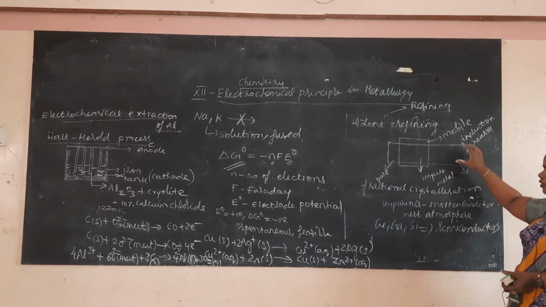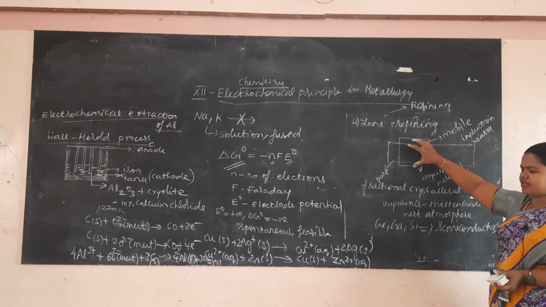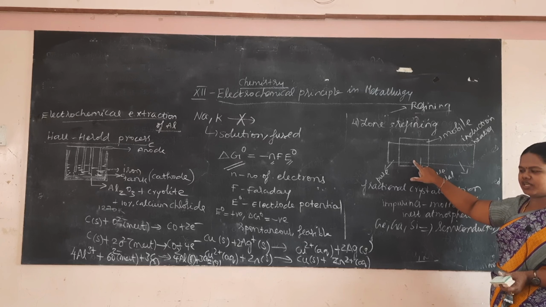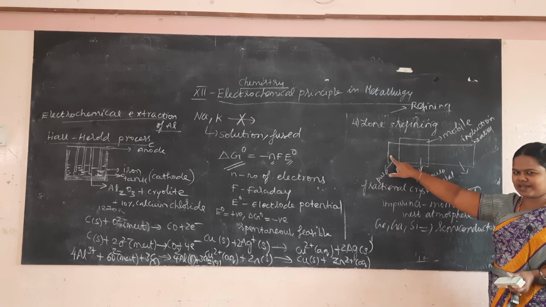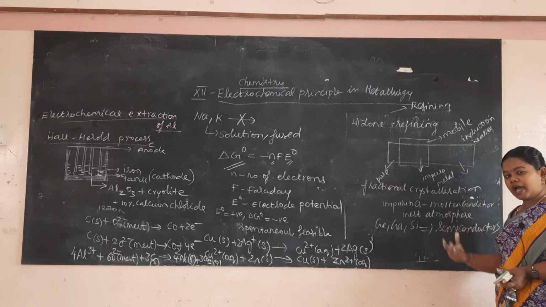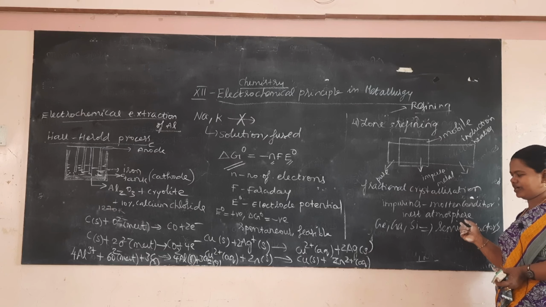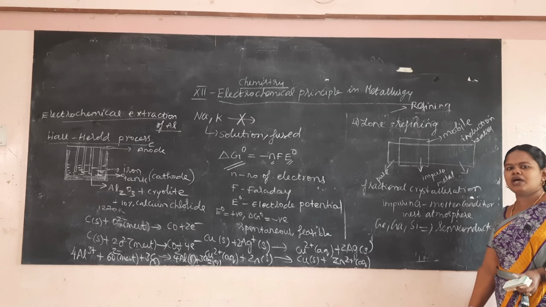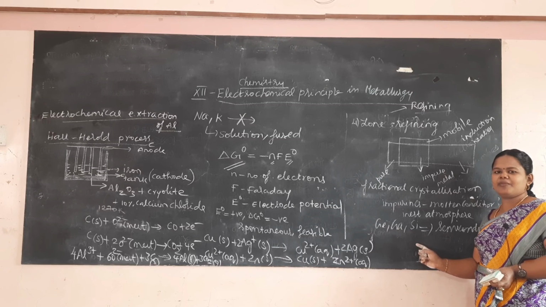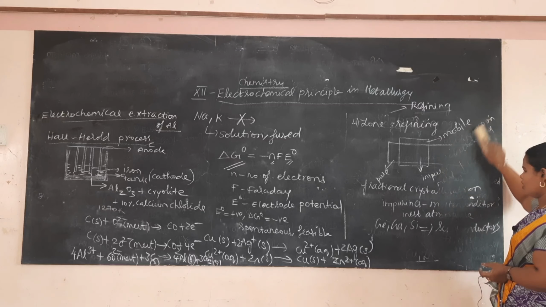In zone refining, what you have to remember: a rectangular bar is taken as the impure metal. I am going to place a mobile induction heater and the impurity will be in the molten condition, and this part will be pure and crystallized. We have to carry out the experiment in an inert atmosphere or in the presence of inert gases, and this method is used to refine semiconductors like germanium, gallium and silicon. So this is zone refining. This can be asked in a long answer.